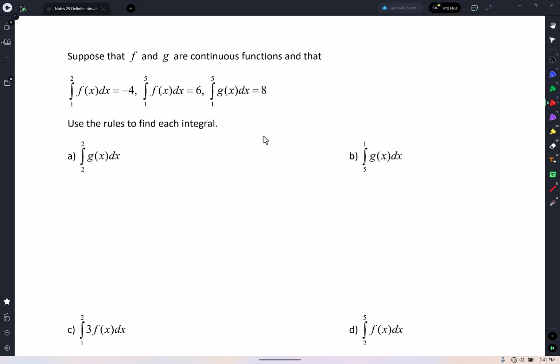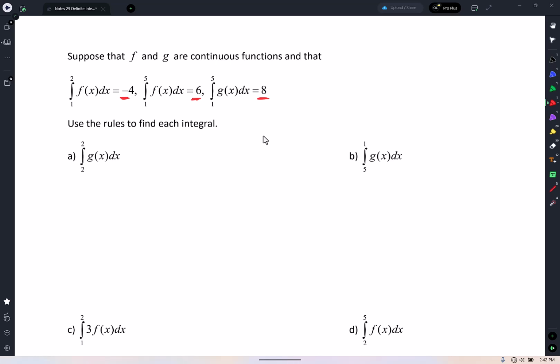Should I do a visual for this? Okay. I'll do a visual when it comes down to it. I'm not going to put it to scale because, all right, so let's see what they give us. From 1 to 2, I have negative 4. From 1 to 5, I have 6 of f of x. And the area under the curve of g of x from 1 to 5 is 8. So let's do it again. Area under the curve from 1 to 2 of f of x is negative 4. Area under the curve from 1 to 5 of f of x is 6. And area under the curve of g of x from 1 to 5 is 8.